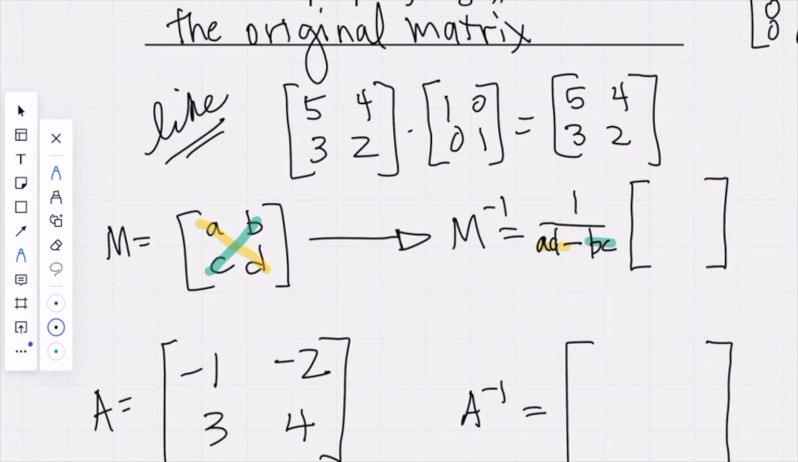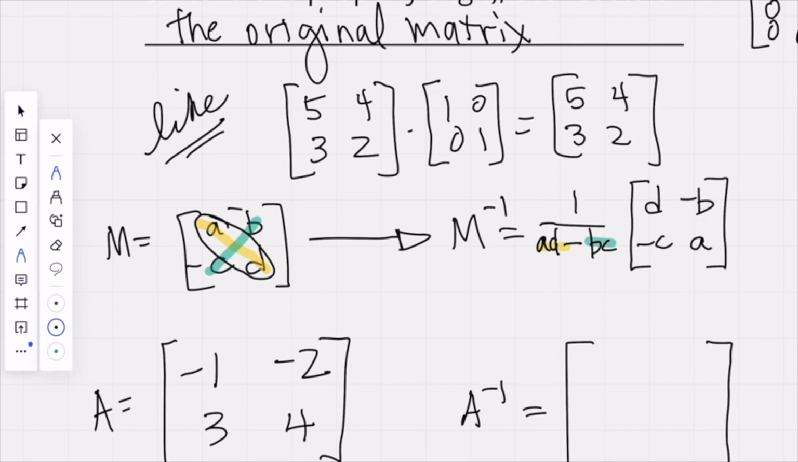I'm going to switch the positions of A and D. So upper left will be D, bottom right will be A. And I'm going to switch the signs of the B and C's. So I'm going to make this negative and make this negative. So switch the position and make these negative is really kind of what we're doing. All right, so let's try one, okay?